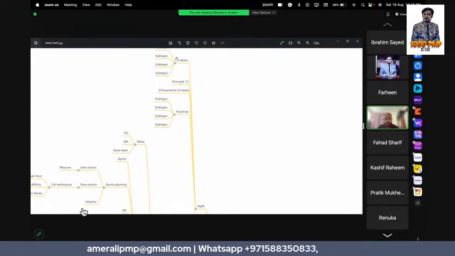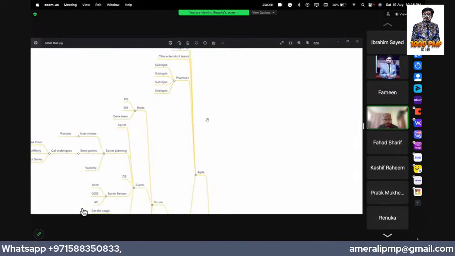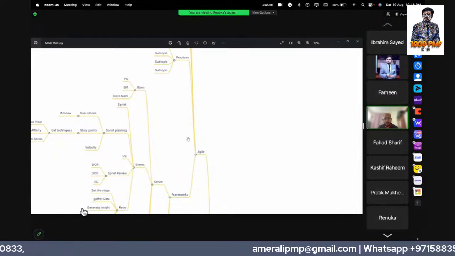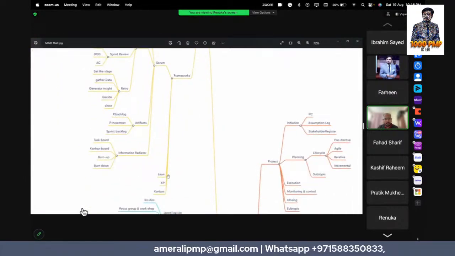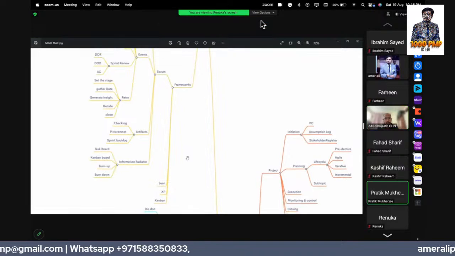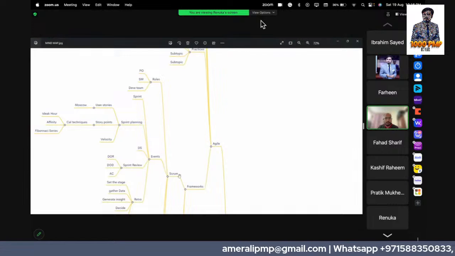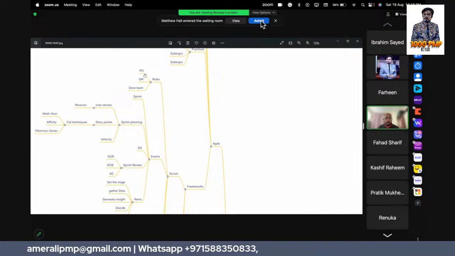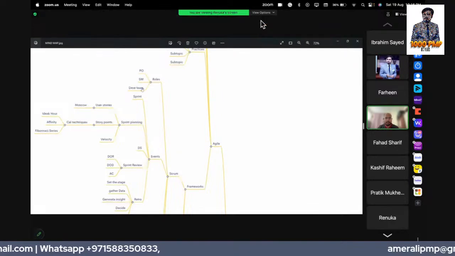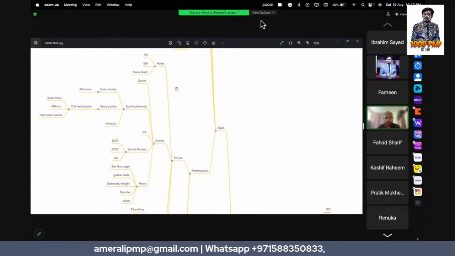And in Agile we have different types of frameworks: Scrum, Lean, Kanban, XP. Among these, Scrum is part of PMP. In Scrum, we have 3 roles: product owner, team, and Scrum Master. Scrum Master acts as the servant leader. He will have the skill of servant leadership.